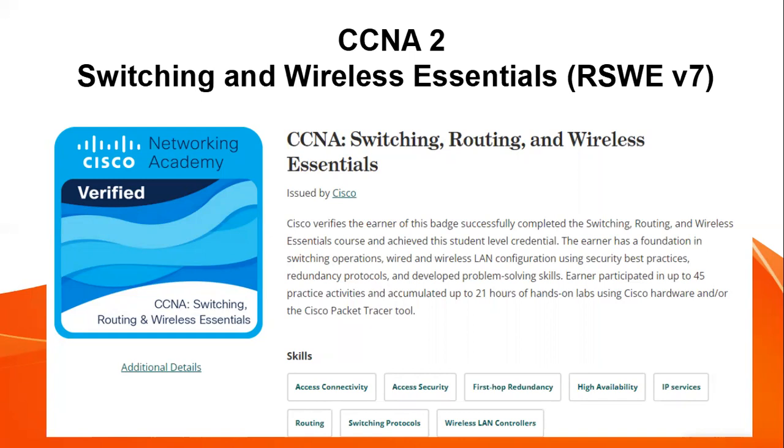So it's a course that teaches you skills on access connectivity. Access will mean at the access layer, all of your end devices like your PCs, like your mobile phones, like your printers, all of those things that will actually have access to the network. How do you confirm connectivity? Then, of course, access security. We're also going to be looking at first hop redundancy, right?